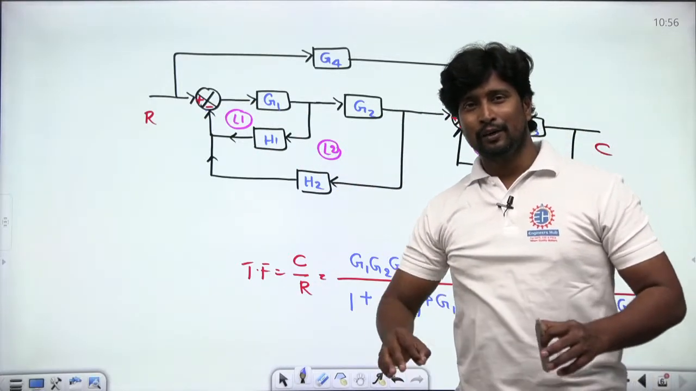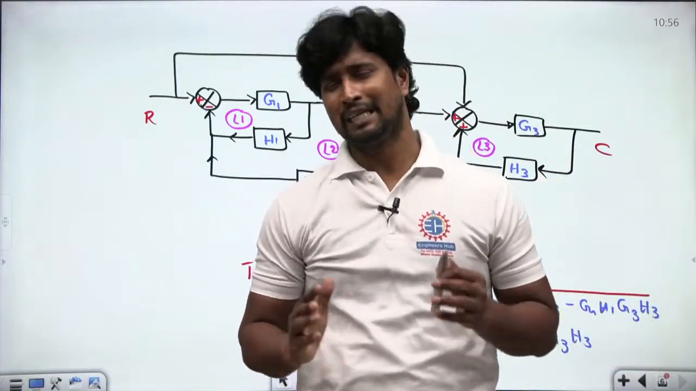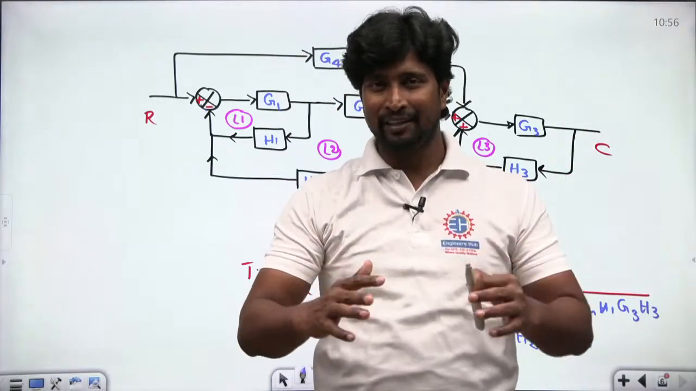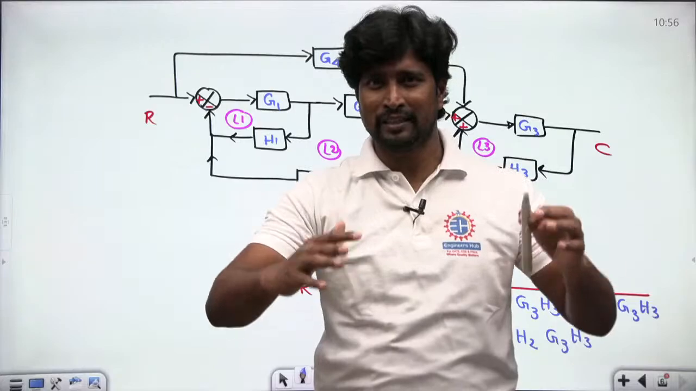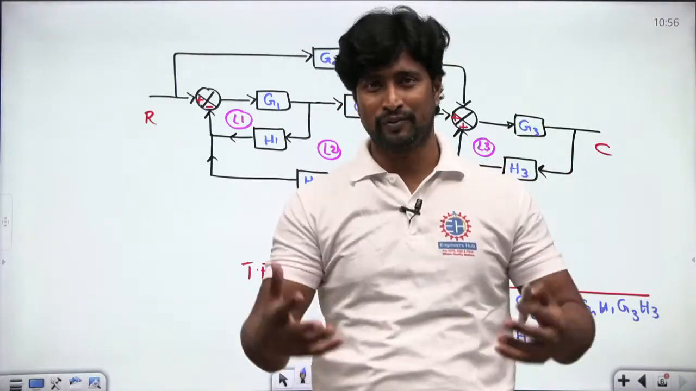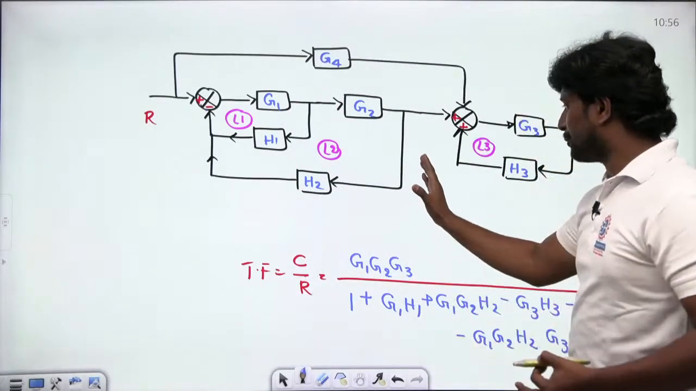Check once. Generally, the forward path that is covering all the loops is called the reference forward path. That is a big concept, and we'll discuss that concept later. So here I introduced only how to achieve the answer in a shortcut manner. I'm not discussing the BDR concepts or the SFG concepts. Are you clear? Right? Next.